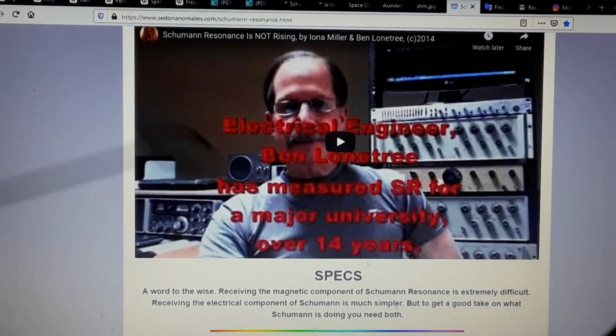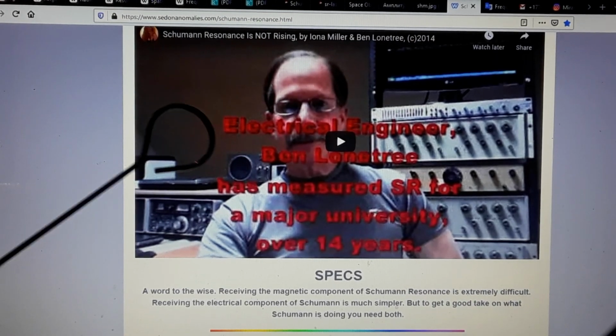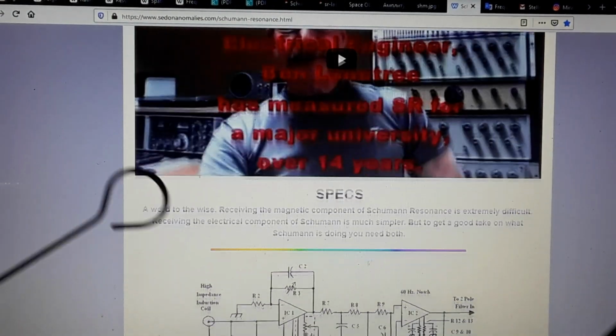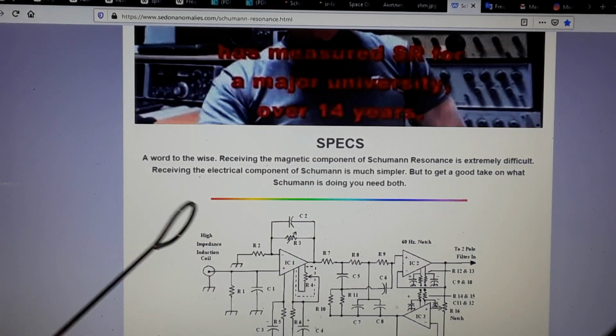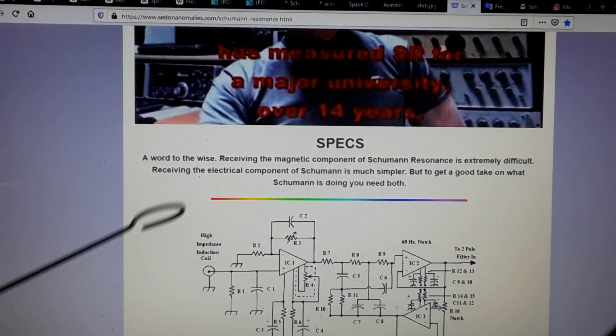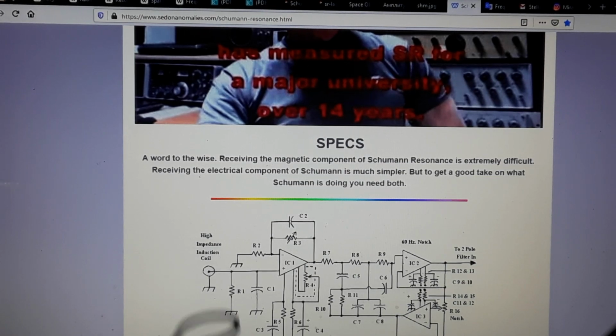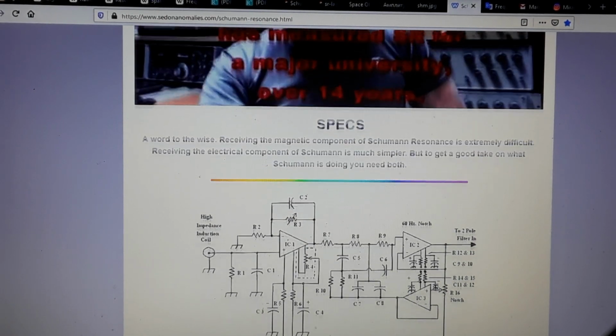So this guy has Lonetree here. Lonetree in 2014 was telling you it's not rising. Word to the wise, receiving the magnetic component of Schumann resonance is extremely difficult. Receiving the electrical component of Schumann is much simpler. But to get a good take on what Schumann is doing, you need both.